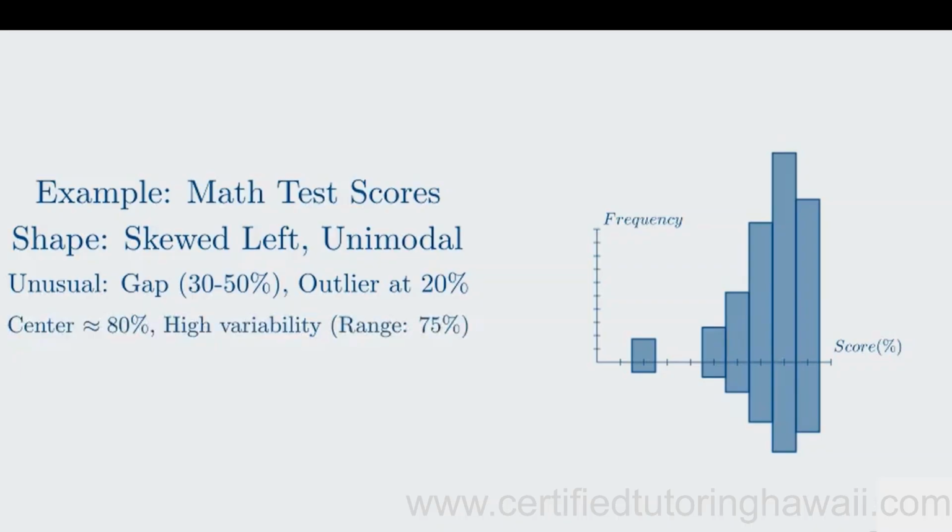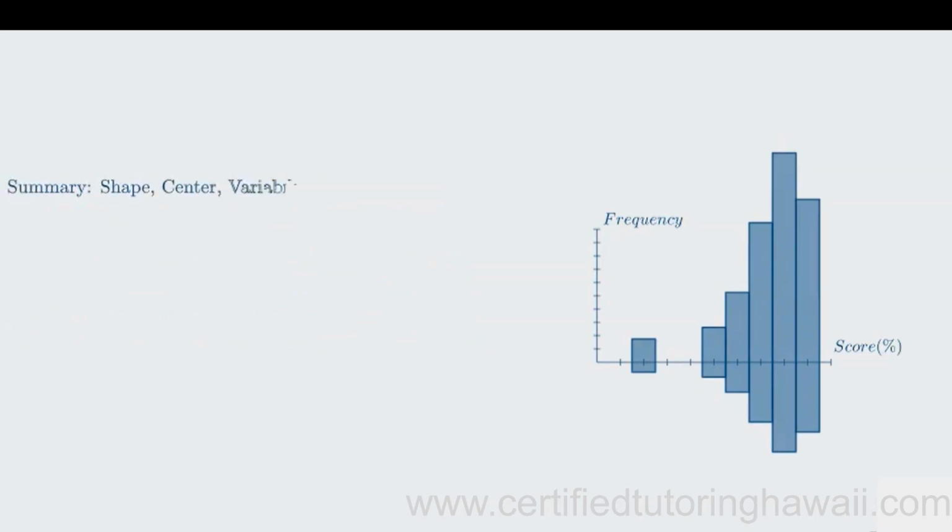Finally, center and spread. The center of the scores is approximately 80%, and the scores show high variability, ranging from 20 to 95%. By combining these elements, you've provided a complete statistical picture. You are now ready to justify claims using these graphical representations.